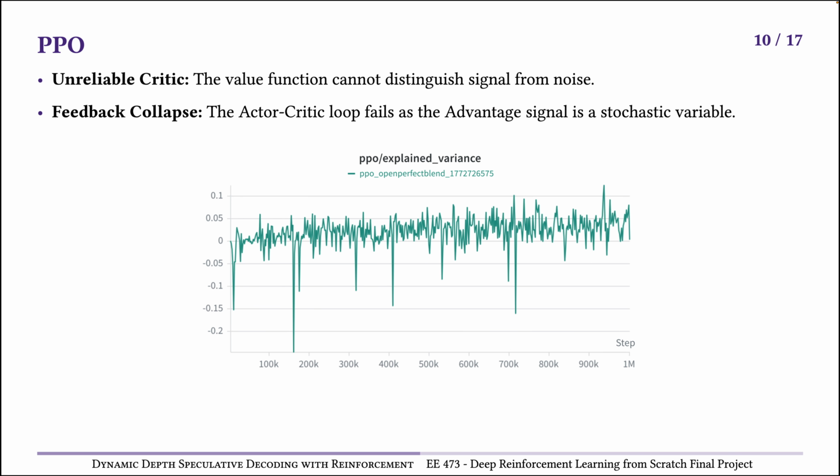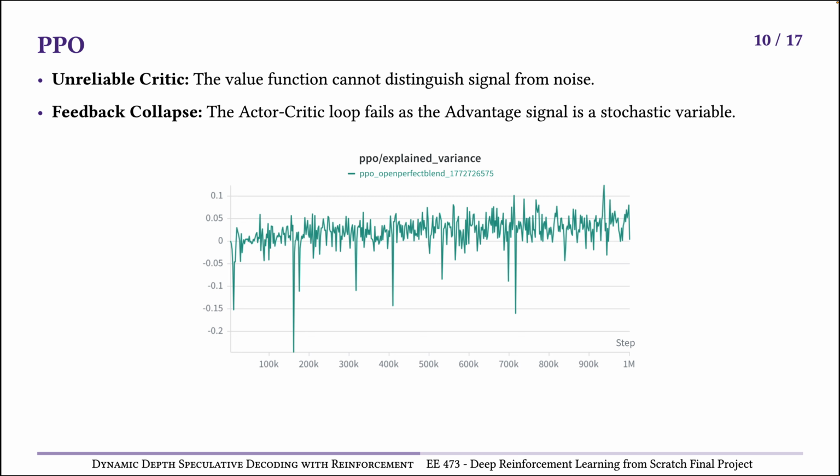And next, we tried PPO, a proximal policy optimization algorithm. It uses an estimated advantage function. However, the stochasticity of the drafting process caused the value function to fail at distinguishing signal from noise. We only have stochastic state variables that tell us probabilities of some token being accepted.